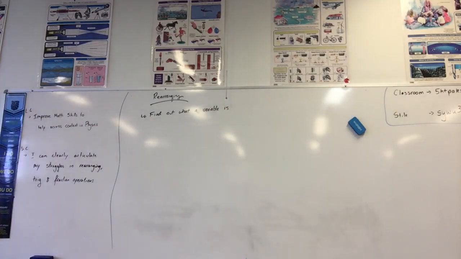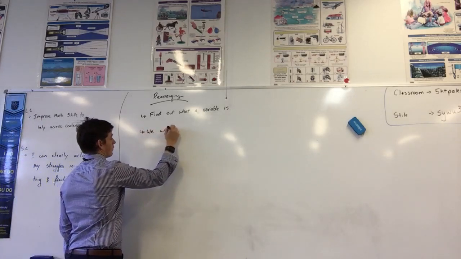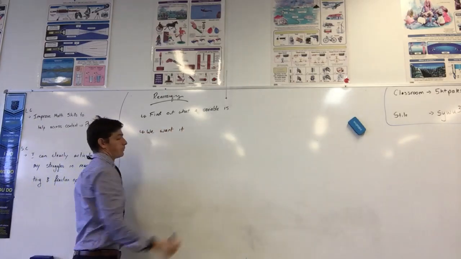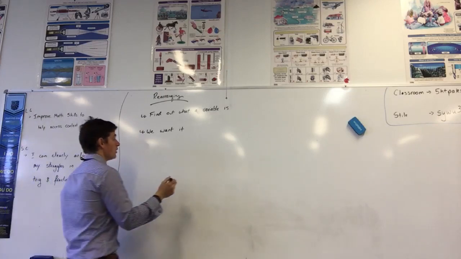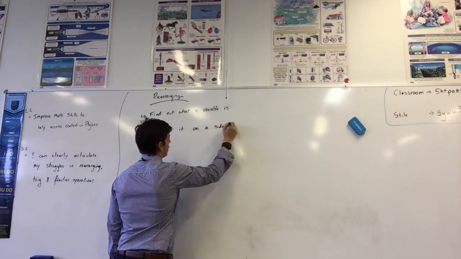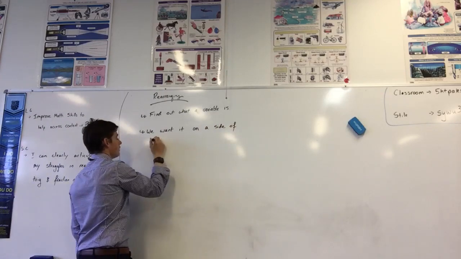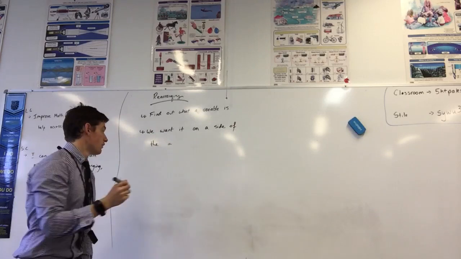How do we find out what a variable is? Where do we want it? In front of the equal sign. So on a side of the equals, what else must it be? By itself. Very good.